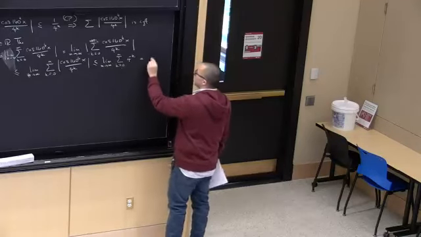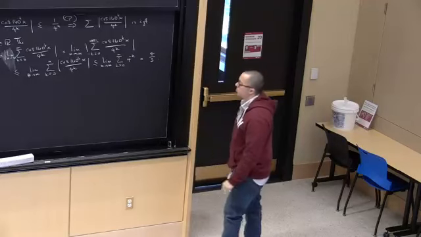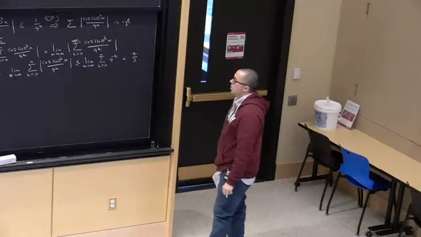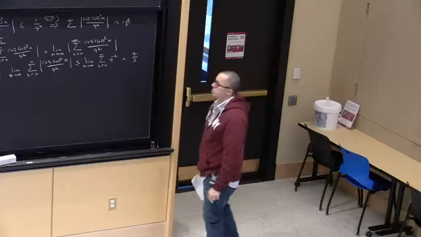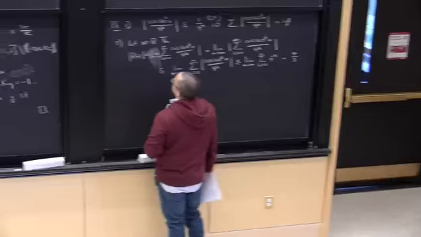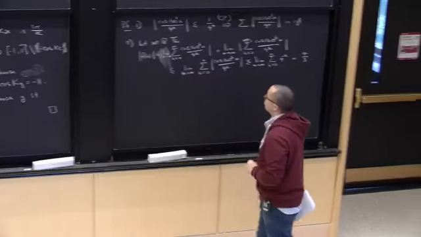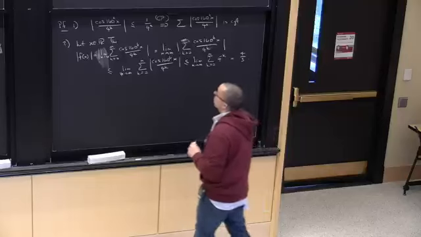And this equals 4/3, right? This is just the sum from k equals 0 to infinity of 4^(-k). All right, so this function is always bounded by 4/3. Okay? All right, so the function is bounded.